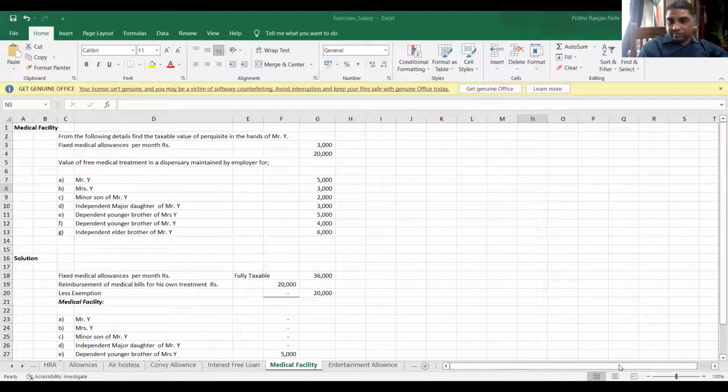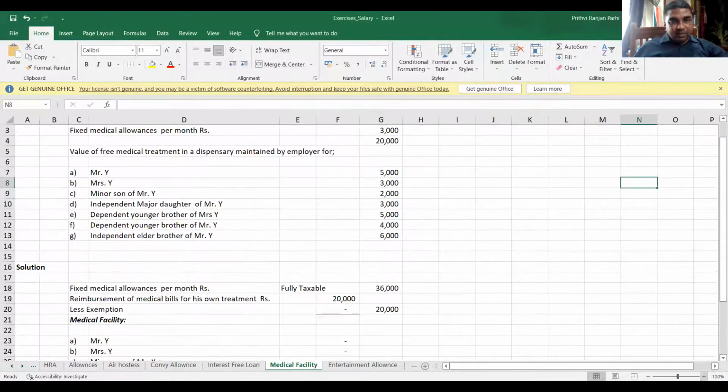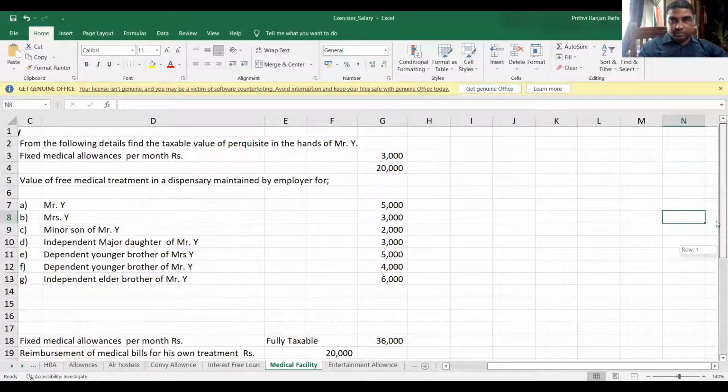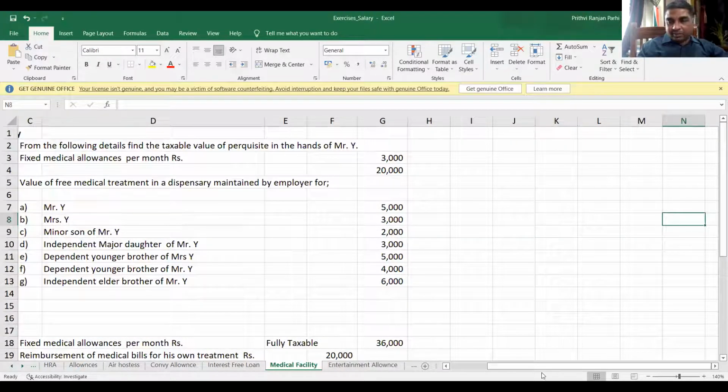Friends, I'm showing you one Excel file. Is it visible to you? Are you able to read, or do you feel the font size is too small? I'm trying to make it a little bigger. Is it okay now? Yes, sir. Now have a look.